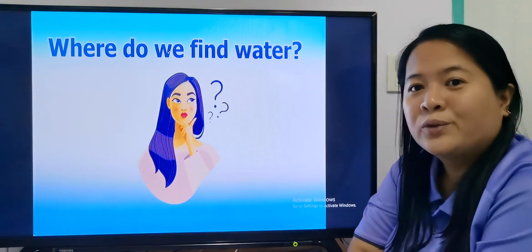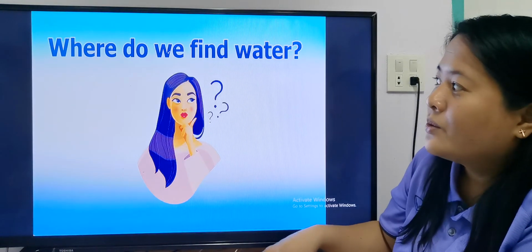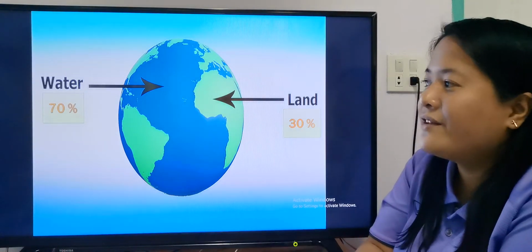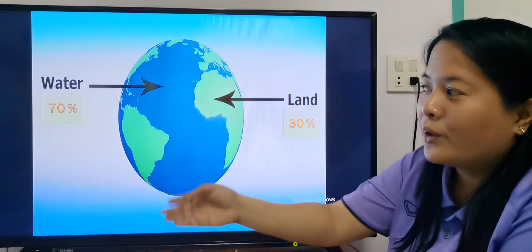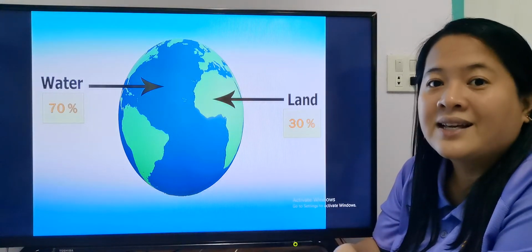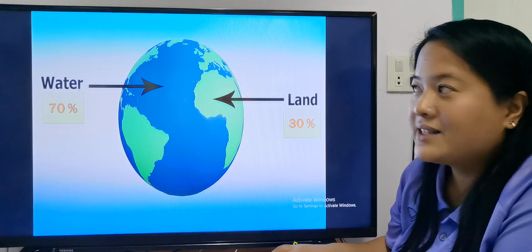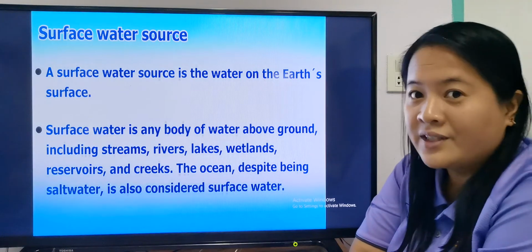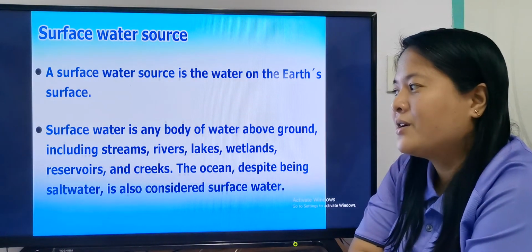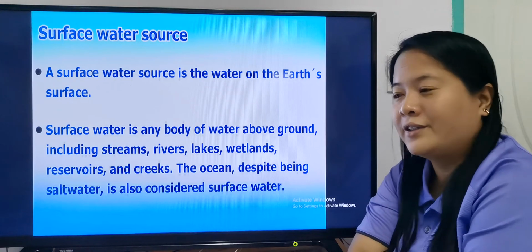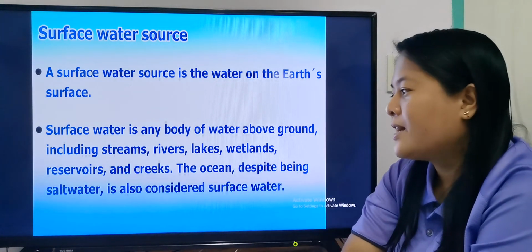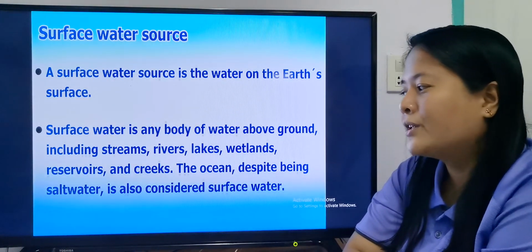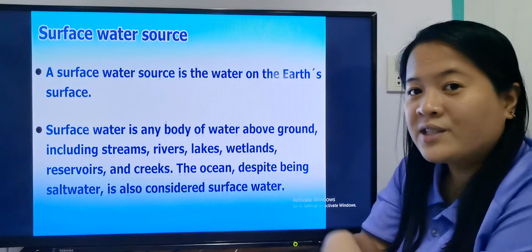We also studied where do we find water. We said that the Earth's surface is covered by water and land. 70% of the Earth's surface is water and about 30% is land. We said that surface water source is the water on the Earth's surface, so it can be any body of water. It can be streams, rivers, lakes, creeks, and even the ocean. Even if it's salt water, it is also considered surface water.